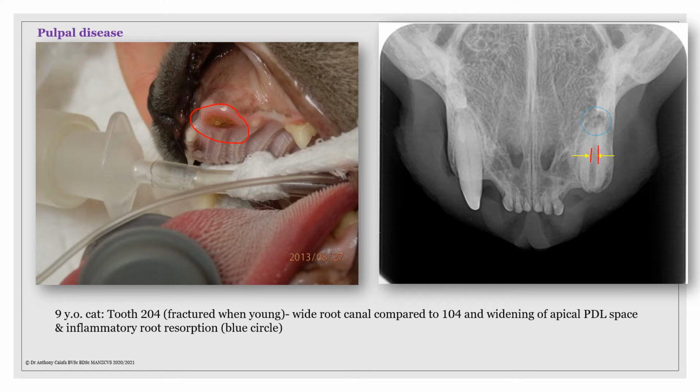So you can see the contralateral tooth, the tooth 104, you can see how narrow the pulp is in this tooth compared to the tooth with pulp necrosis, tooth 204. The blue circle also shows you that there's widening of the periodontal ligament space here, but not only that, we're also seeing inflammatory resorption. So we're getting loss of the tooth structure in this area, and so this root at the apex is starting to resorb, and because of that there's quite a lot of inflammation involved with that, and that could explain why the facial swelling has come along.